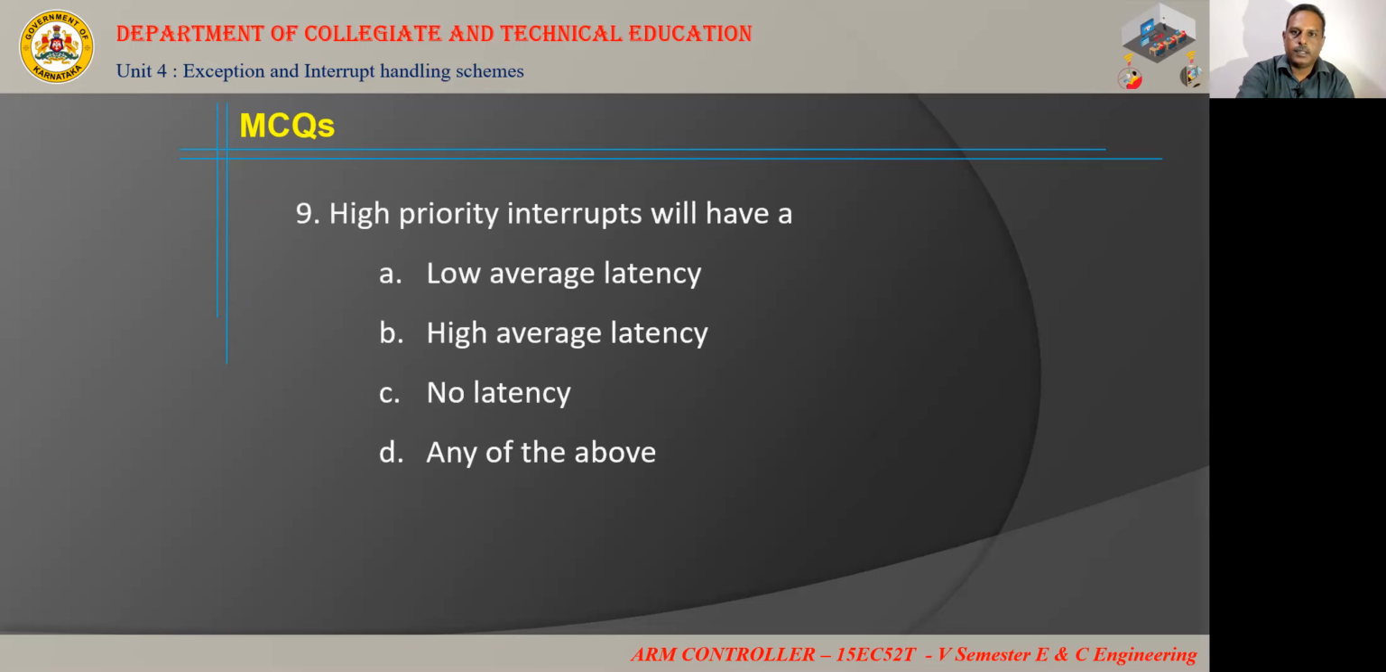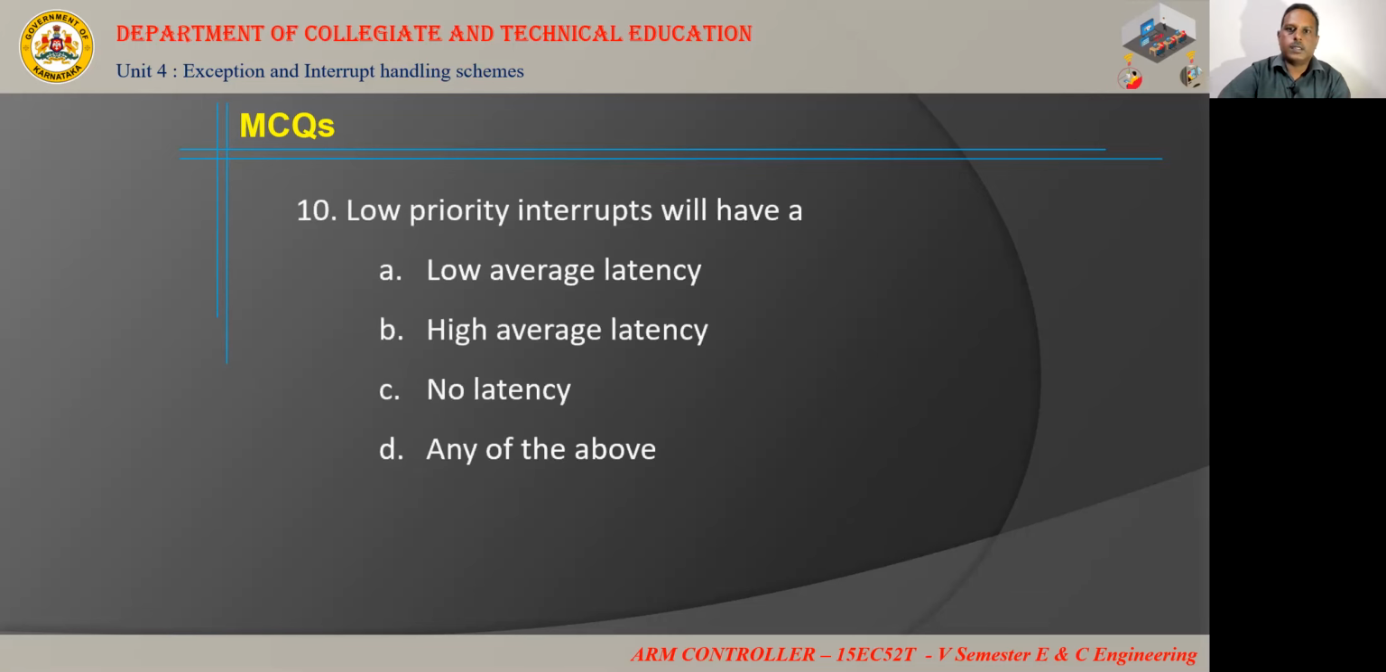Next question. High priority interrupts will have low average latency, high average latency, no latency, or any of the above. So the answer is high priority interrupts will always have lower average latency because they will be acknowledged when a lower priority interrupt is being serviced. That is why they will obviously have a low average latency. The answer is low average latency.